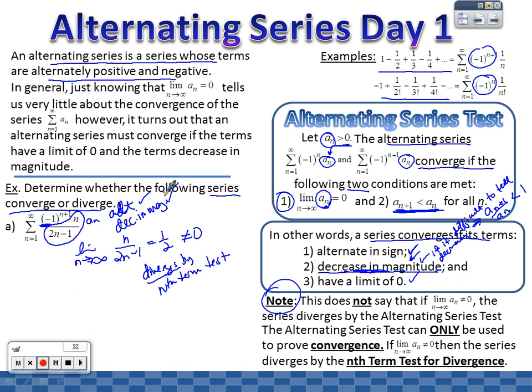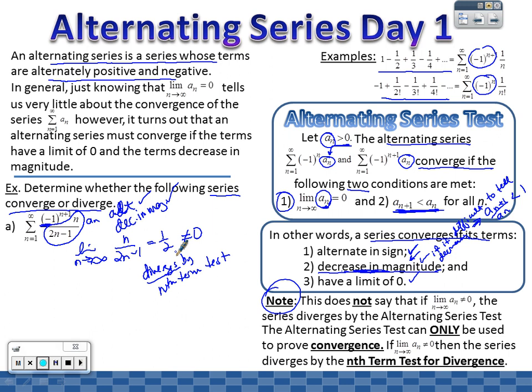Let's talk about why. This is the positive terms. This is either the odd or the even. Let's see which one. If I put a 1 in there, what does that give me? That gives me positives, right? So this is the odd terms. The odd terms go to 1/2. What would happen with the even terms? Where do you think they're going to go? To negative 1/2.